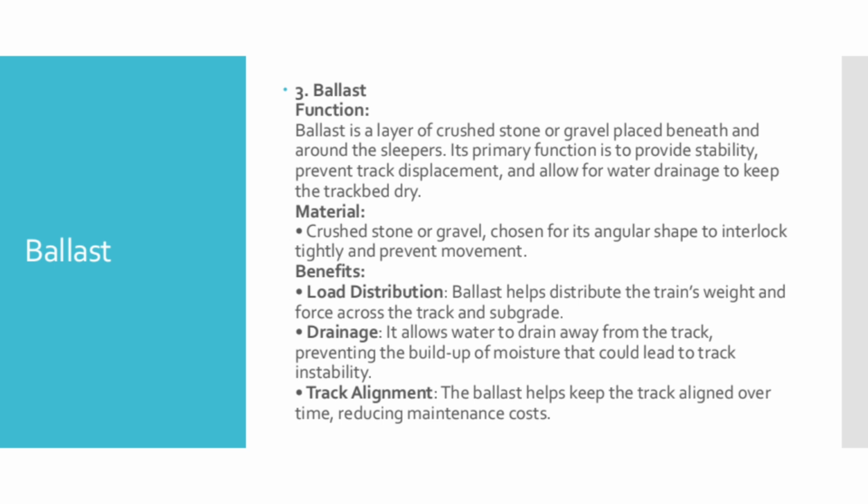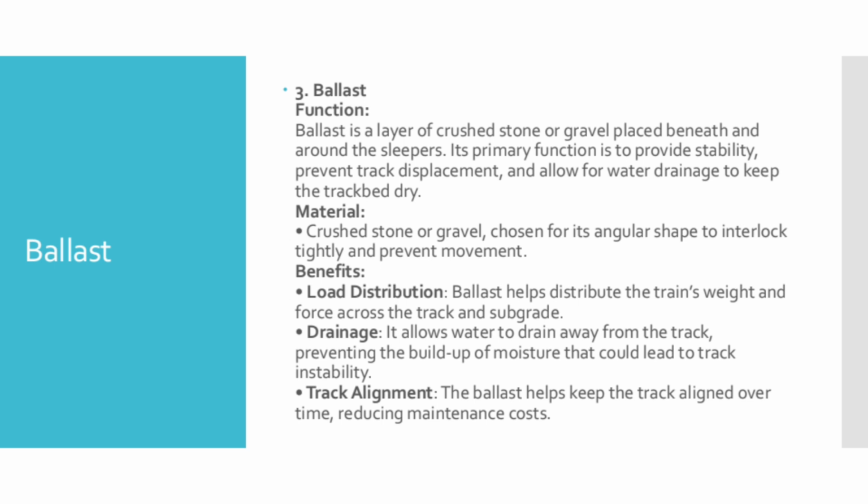Now, material: crushed stone or gravel. For that ballast, we are using crushed stone. We crush the stone and we can use it over there. Or simply, nowadays we see gravel stones over there, which we get from various quarries. Chosen for its angular shape to interlock tightly and prevent movement. Okay, why are they chosen? Because they have an angular shape. Okay, they are angular and they can interlock tightly. So we are using it.